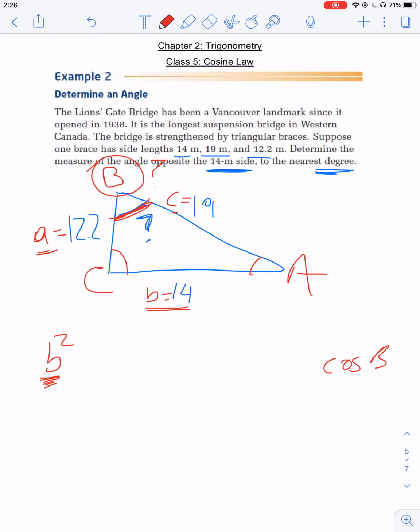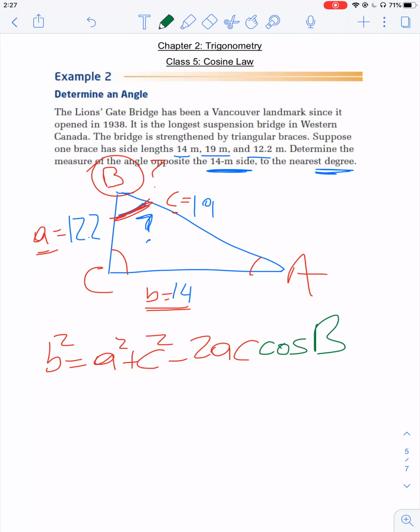Anyway, let's erase this. So I know that B squared is equal to A squared plus C squared minus 2AC, because they will repeat, and then let's use a different color, cos of B. Now you see, my goal is to solve for cos of B. So this is where the algebra gets messy.